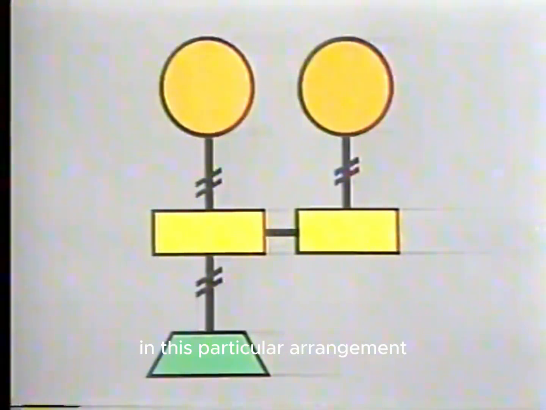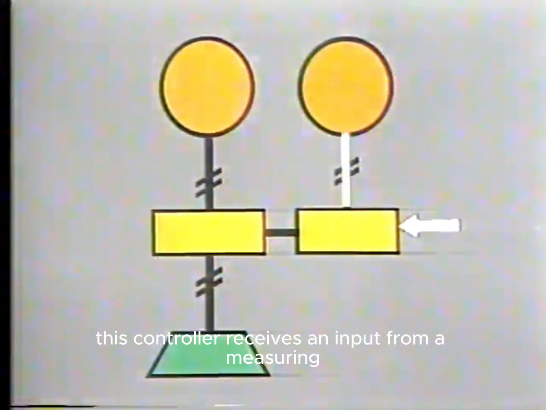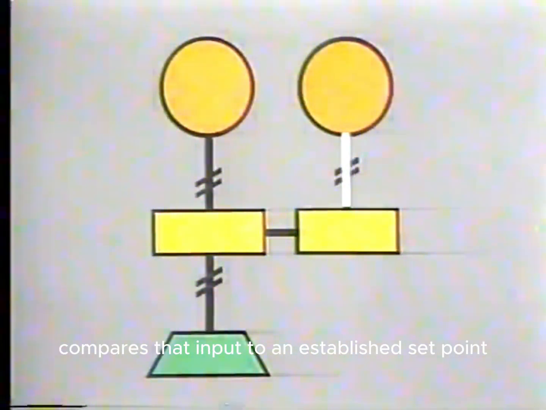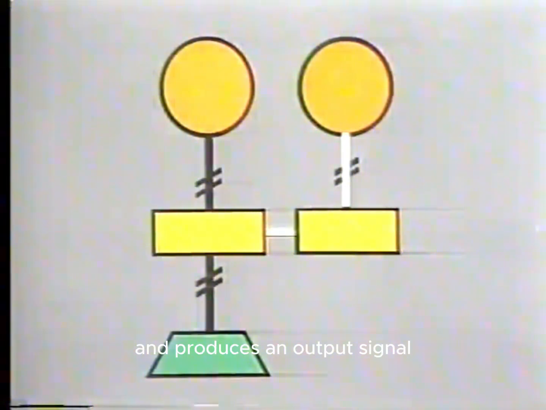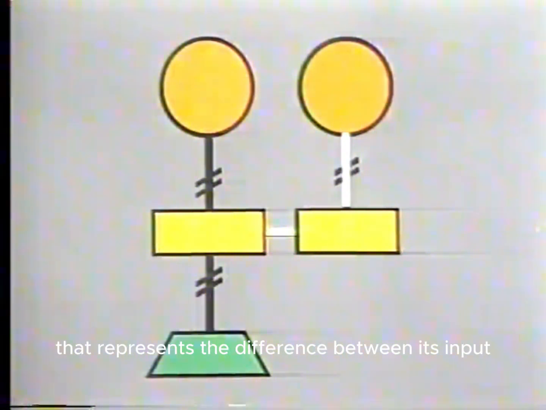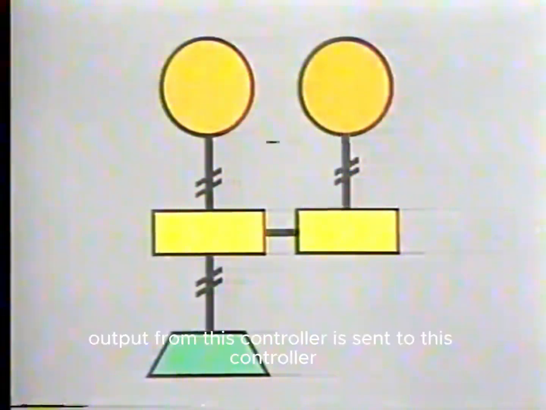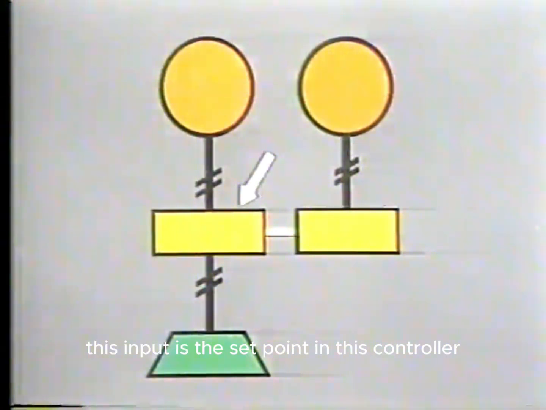In this particular arrangement, this controller receives an input from a measuring device. The controller compares that input to an established set point and produces an output signal that represents the difference between its input signal and set point. The output from this controller is sent to this controller. This input is the set point in this controller.